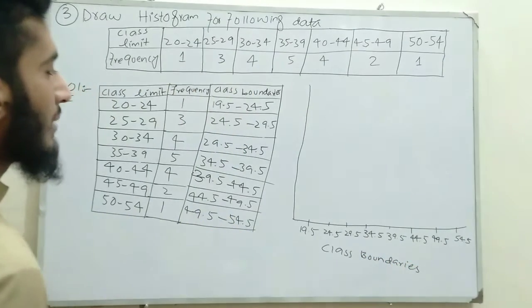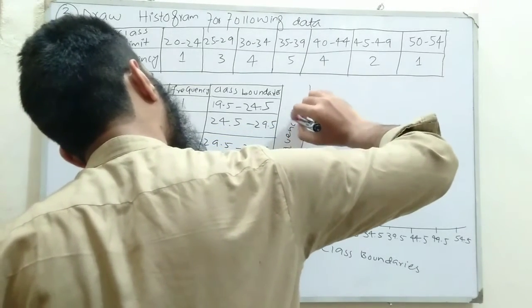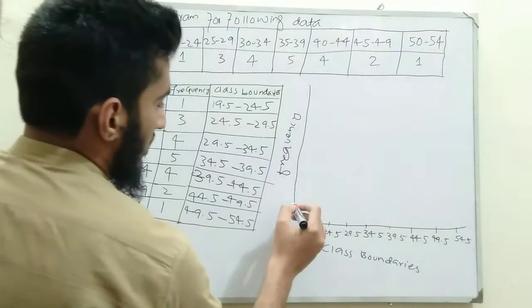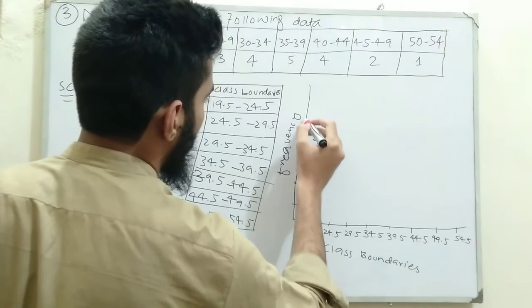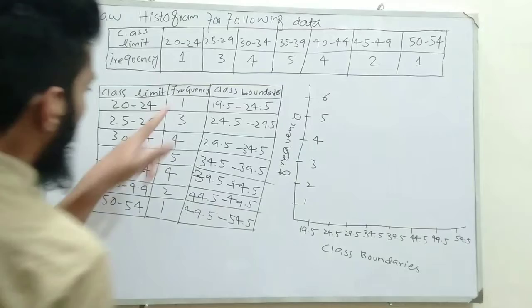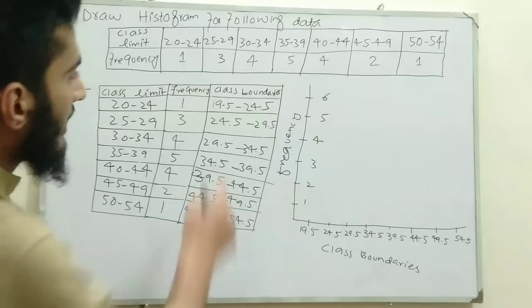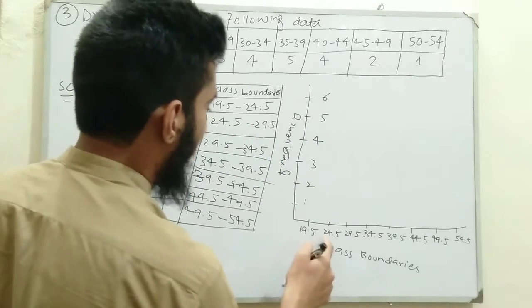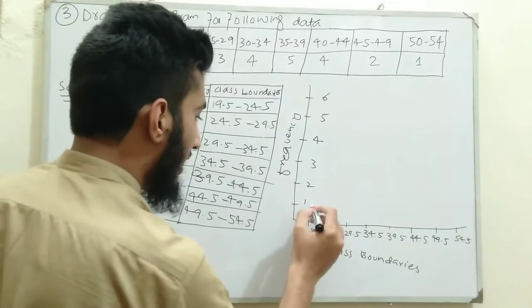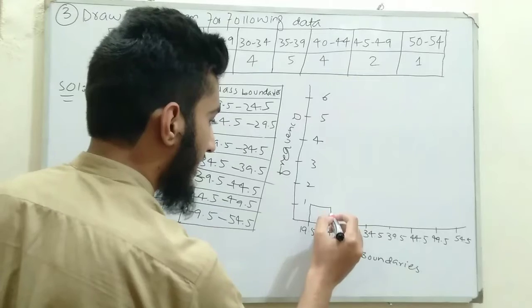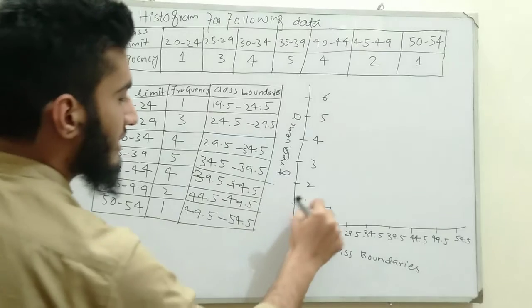In the histogram, on the y-axis we will take the frequency. Let's suppose 1, 2, 3, 4, 5, and 6. The frequencies are 1, 3, 4, 5, 4, 2, 1, so the highest frequency is 5. In front of 19.5 and 24.5, it is joined with the frequency 1. So 19.5 to 24.5 will be made just like this. 19.5 to 24.5 is in front of frequency 1, so we will join just like this.